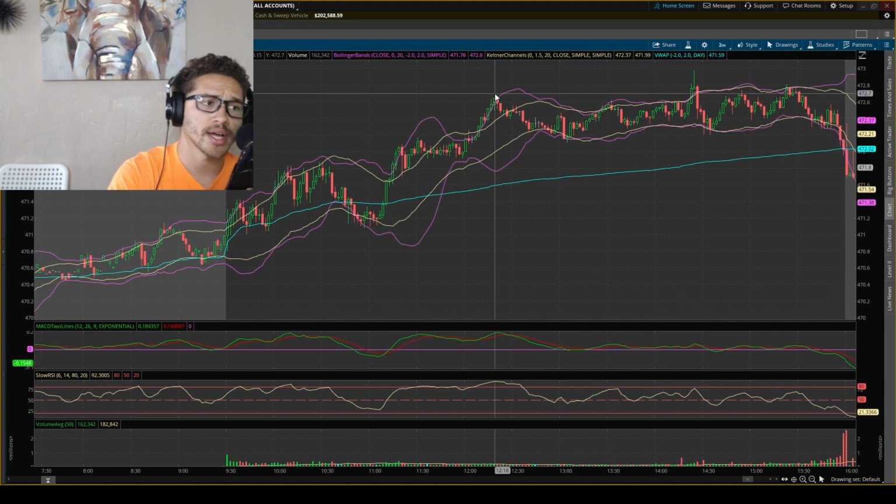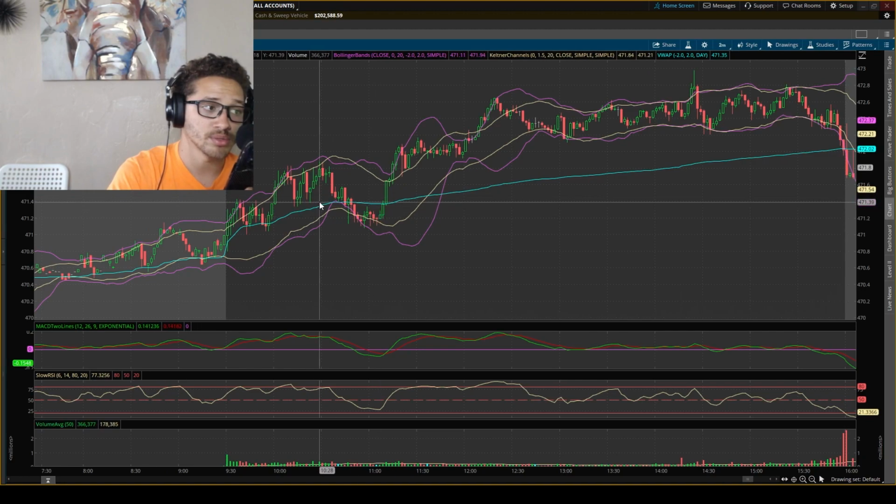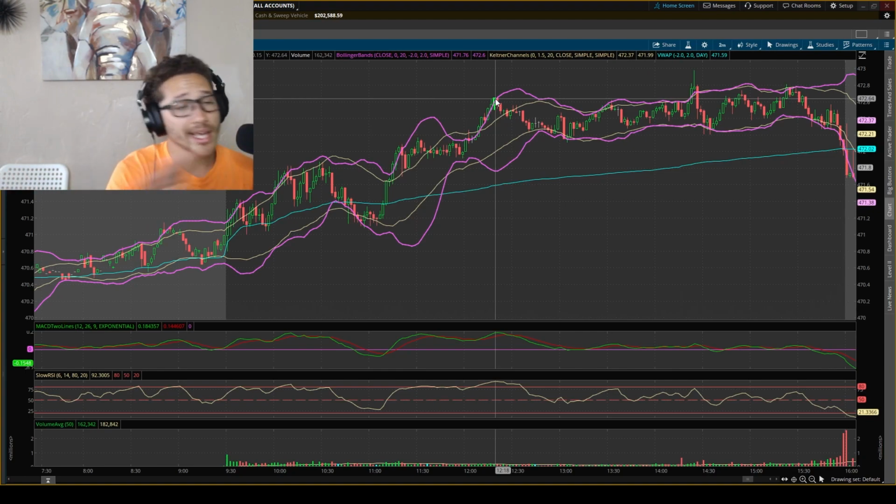So real quick, we got out at 472.50, which is right around here. On this, we got in here and we got in here. We got in double here and here, and we exited both positions up here. Beautiful win. Can't ask for more.